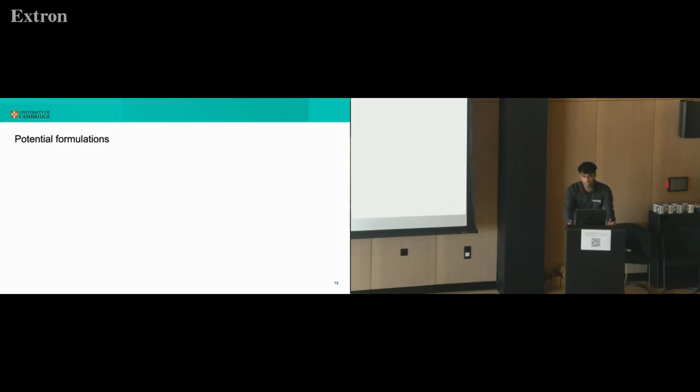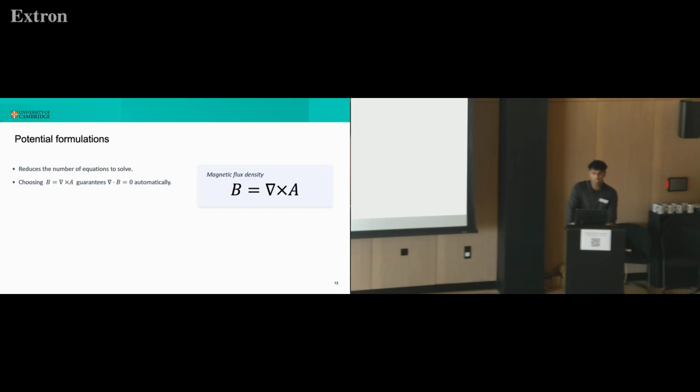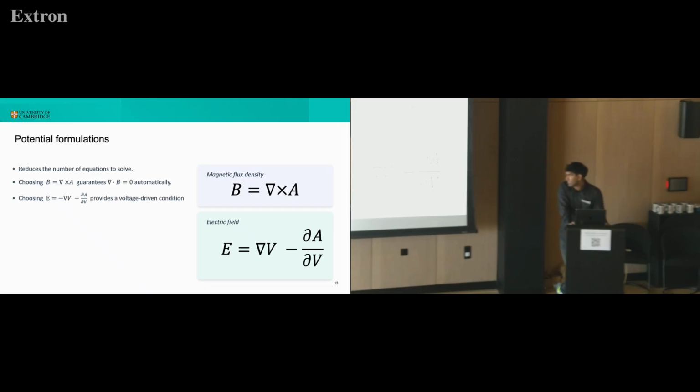Now, often in electromagnetics, we use potential formulations. The reason we do that is we have four equations, and we need to try and reduce that to a much more sensible amount. So we use the potentials. If we say A is our magnetic vector potential, we can define B as the curl of A. The advantage of this is that it guarantees the divergence-free constraint automatically. We then have the electric field, which is defined as the gradient of a scalar potential V, minus the time derivative, dA/dt, of the magnetic vector potential. The advantage of this is that it provides a voltage-driven condition.